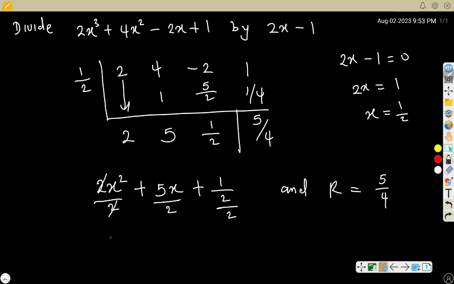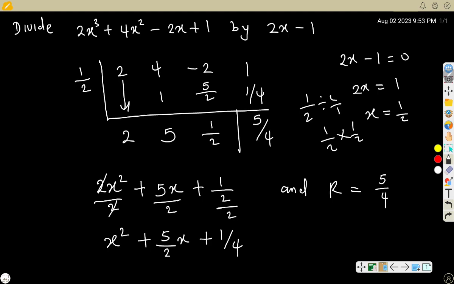So this will cancel out. So this will be s squared plus 5 over 2 s plus 1 over 4. Because 1 over 2 divided by 2 over 1 is like saying 1 over 2 times 1 over 2. So that is 1 over 4. So this will now be your quotient and this will be your remainder. So like that.